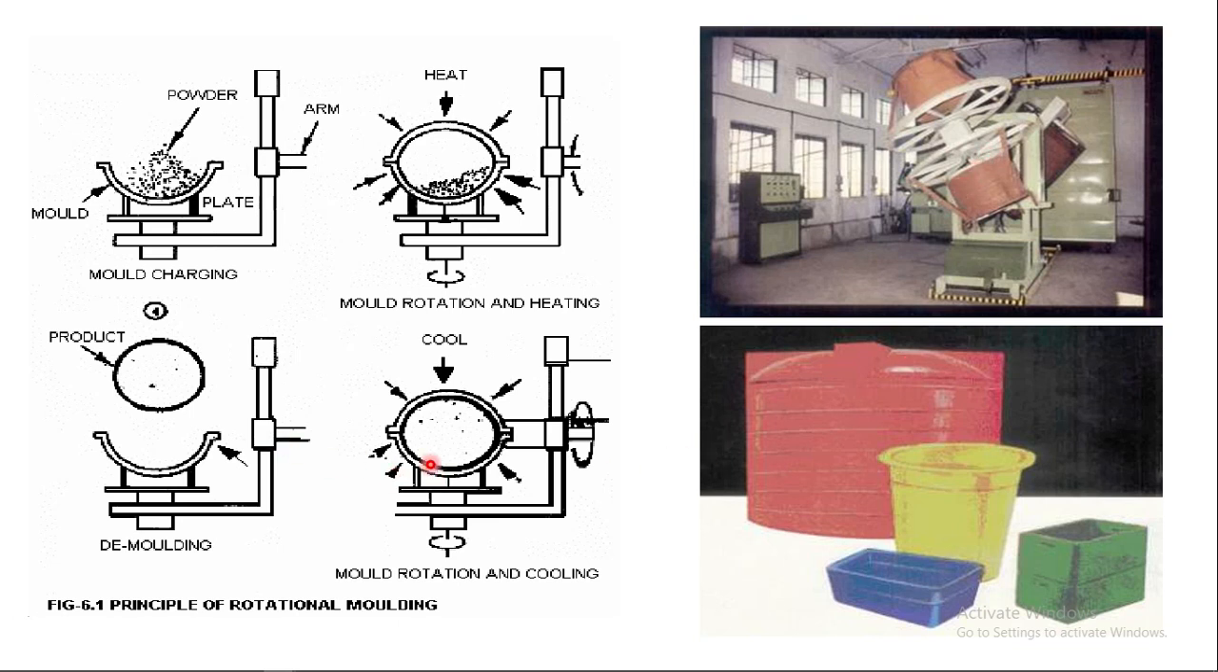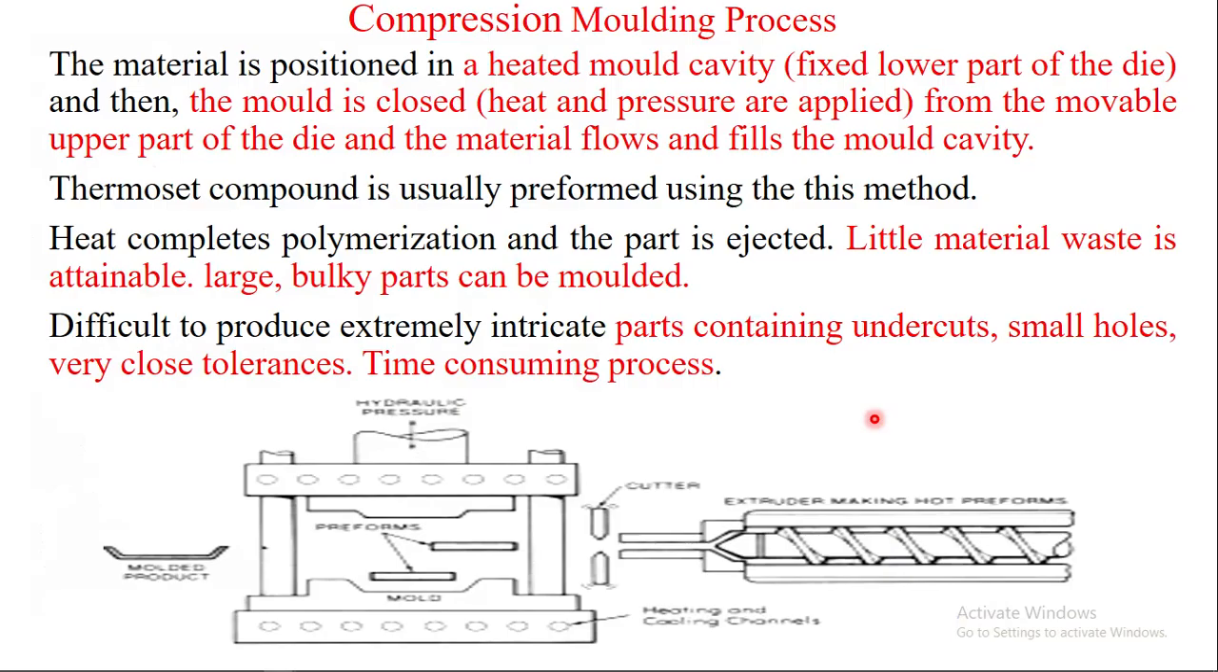After the cooling process is done, this is the cooling phase, and this is the heating phase. Cooling is done by water or by air. We then open the upper part of the mold. The product looks like this, as produced by the rotational molding process. This is used for producing hollow objects, such as large tanks.